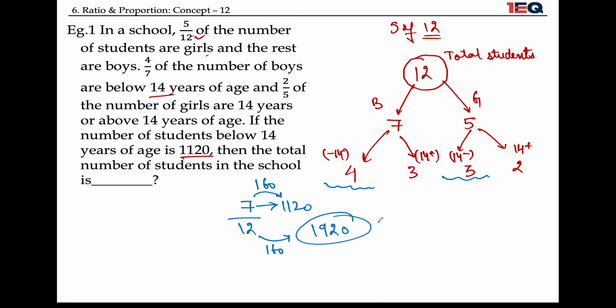This says that 1920 is the total number of students in the school. Okay, this gives me the total number of students in the school. All right, moving ahead.